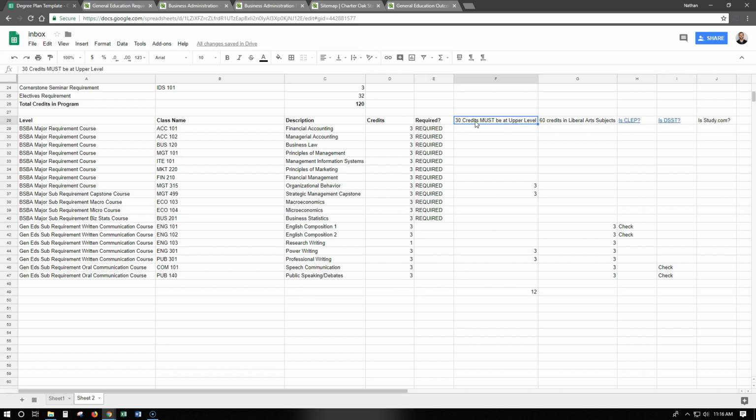30 credits, 60 credits in liberal arts subjects. Now, again, we've got this sum function in this one, and this gives us this other information. Each of these courses apparently, based on the information in the course catalog, is a liberal arts subject, so that's good. Fun fact, none of these are, apparently.